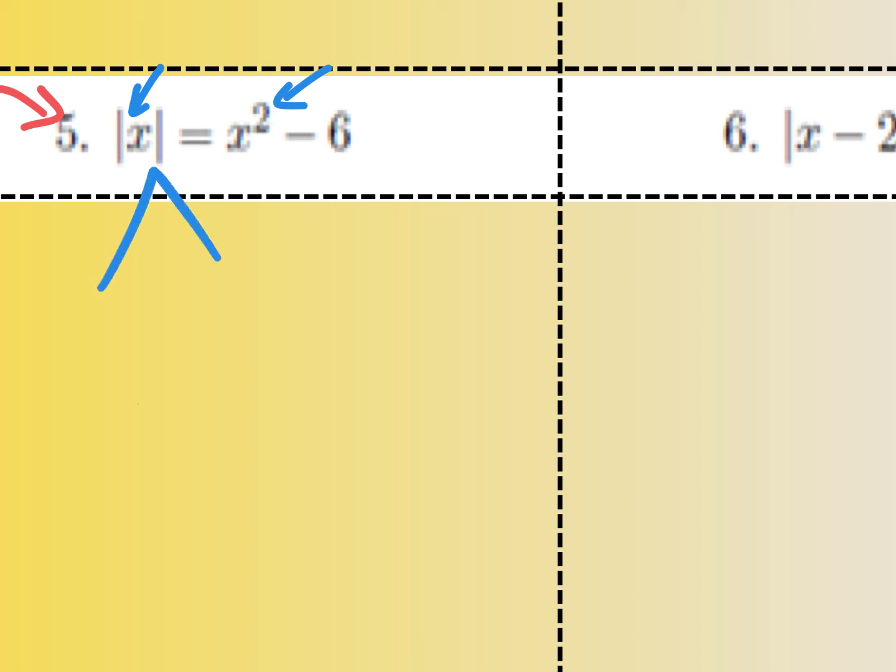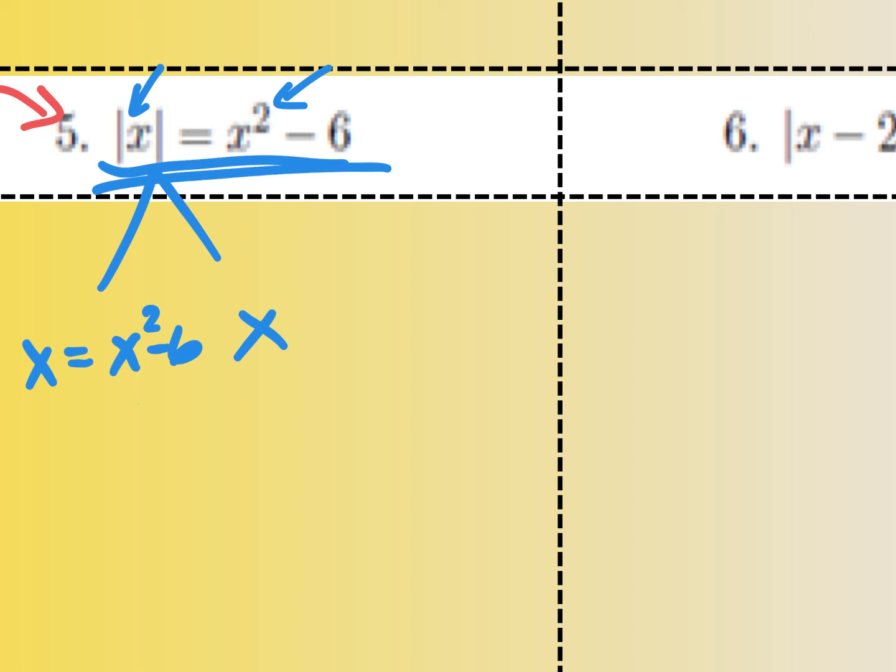Well, what do we do when we have absolute values? We split it into 2. Can anybody write me 2 equations? It would be x equals x squared minus 6, and notice exactly what we have except without the bars. Keep going. x equals x squared plus 6. So close. I would just give you this advice. When you do the negative of this, distribute the negative.